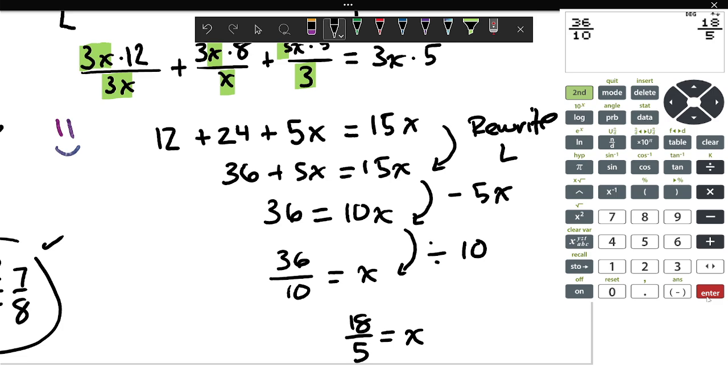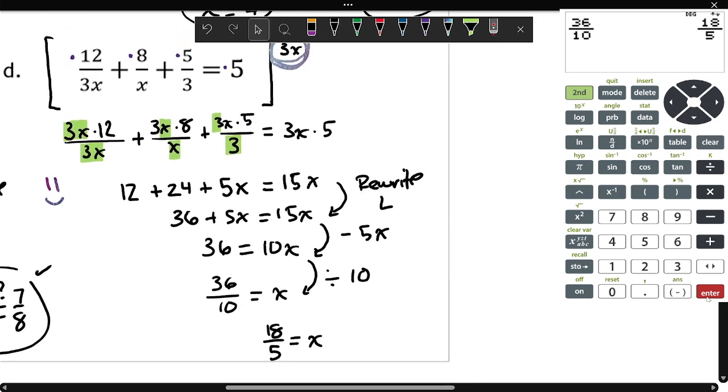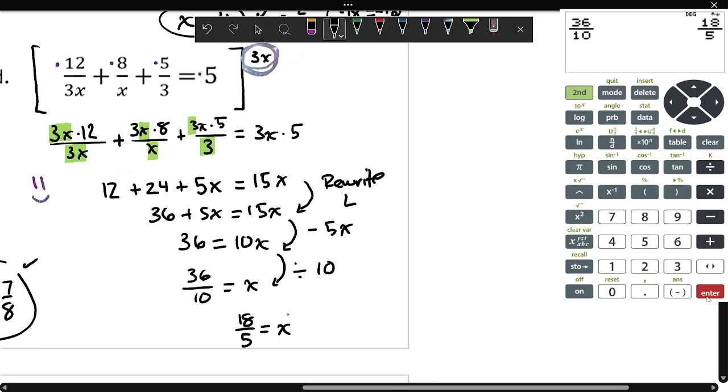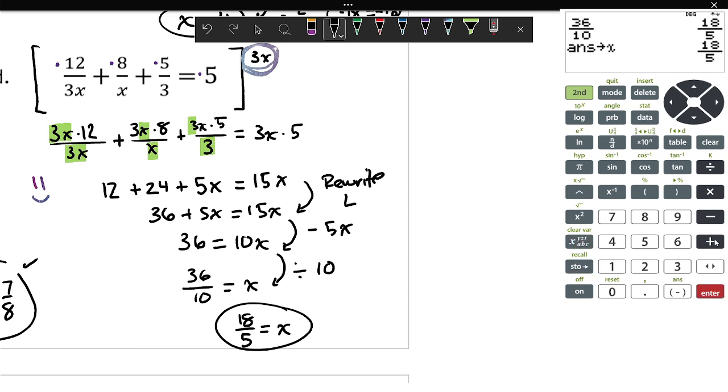Okay, so what I want to do is this deserves a check, right? I've done all this work, and it would be just heartbreaking if this wasn't correct. So I'm going to take that value on my screen, I'm going to store that as x, and I'm going to enter both the left and the right-hand side.